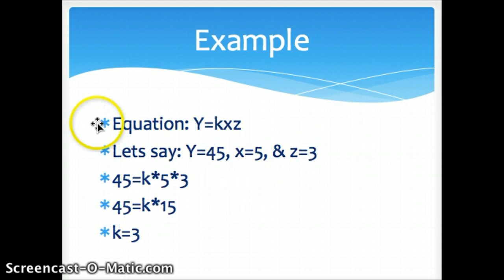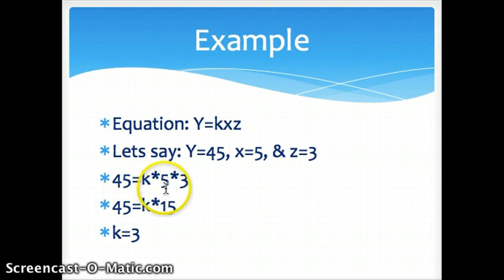So here's an example in which they're telling you that the equation is y equals kxz. Now here they're telling you the value of each variable. So y is equal to 45, x is equal to 5, and z is equal to 3. Now what you have to do is replace the variables in your equation. So you'll get 45 equals k times 5 times 3.